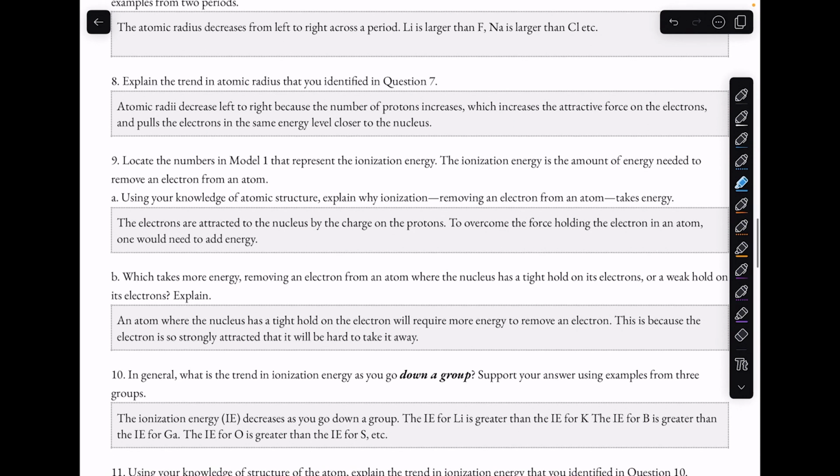Why does it need energy to remove an electron? Well, because the electrons are being held or attracted to the nucleus due to the protons. So we have to overcome that attraction. It's kind of like pulling apart 2 opposite charged magnets. So that requires energy.